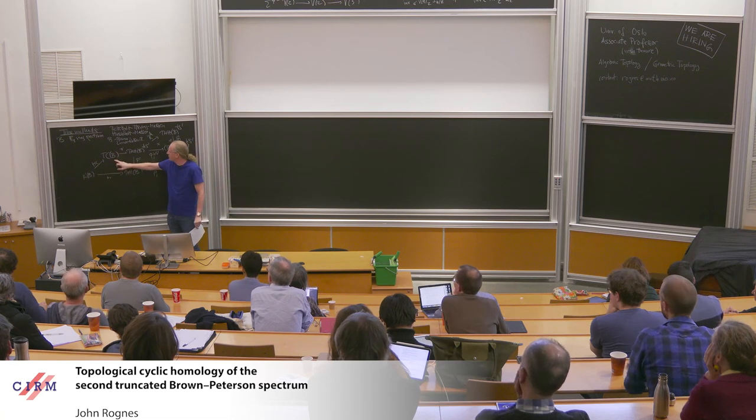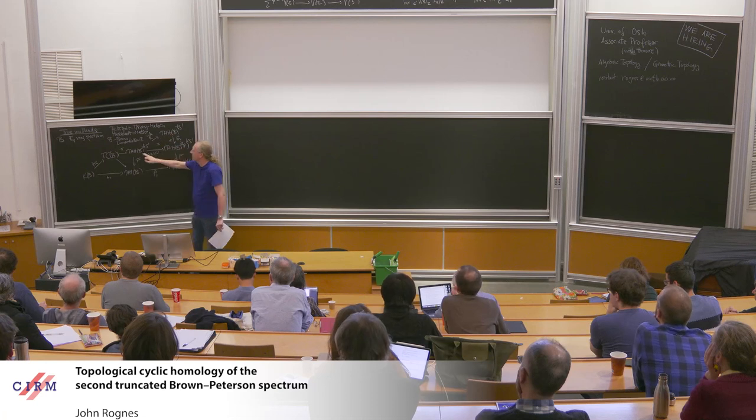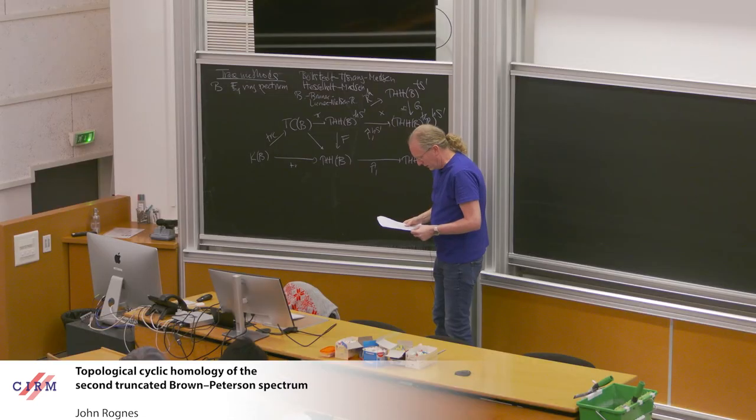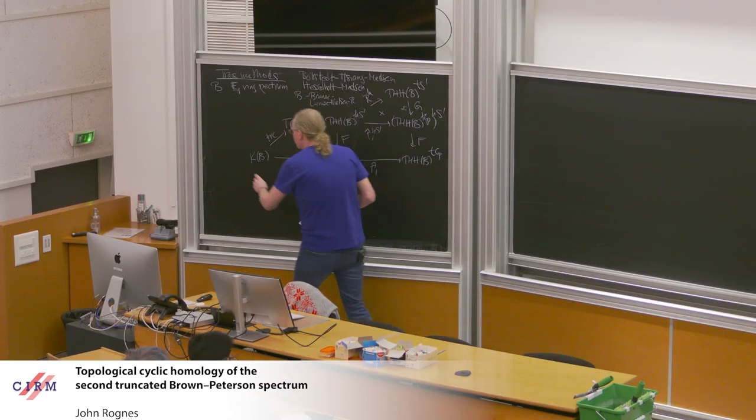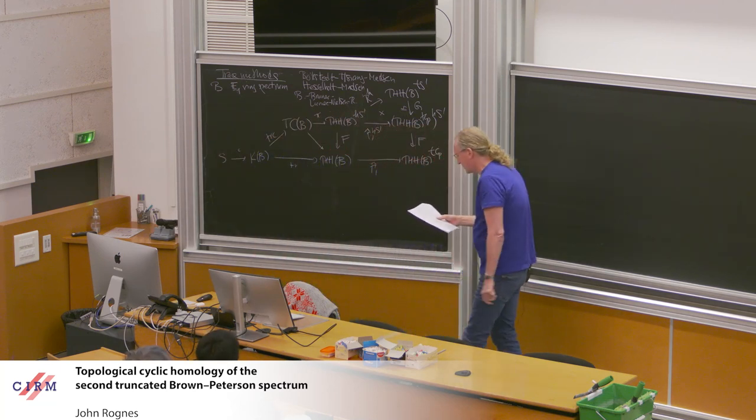The construction of the cyclotomic trace ensures that the map from TC homotopy equalizes these two maps. Right. And then we want to have the map from the sphere going in here. I'm going to call it iota. And I think this is the old notation.